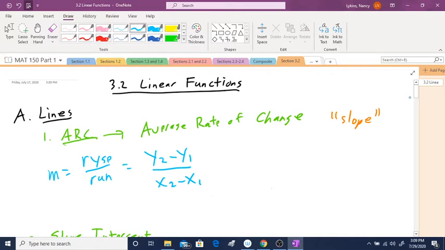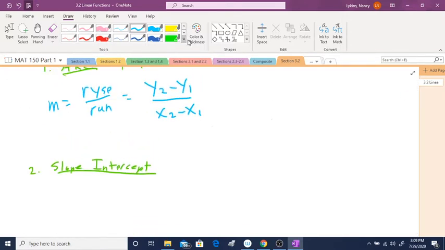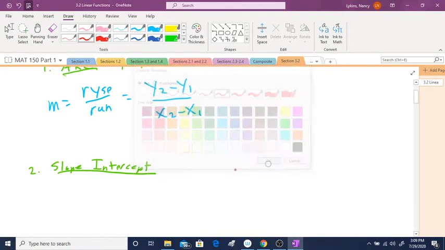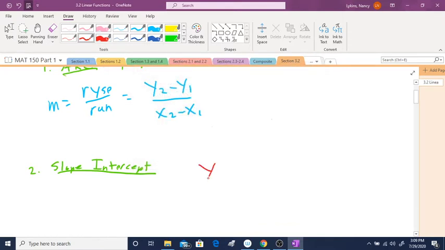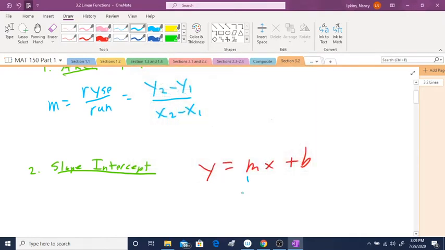Okay, once we establish the ARC, we can talk about slope-intercept form. Now, some of us right off the bat may recognize this being y equals mx plus b. Now, m is our slope. b is our intercept, which is our y. I'm going to put y-intercept, y-int.